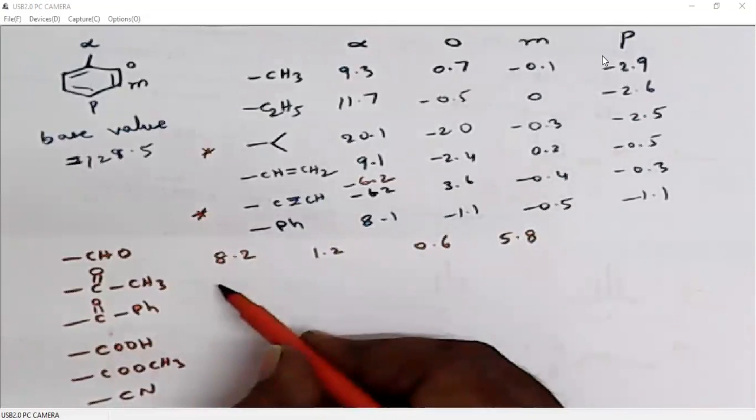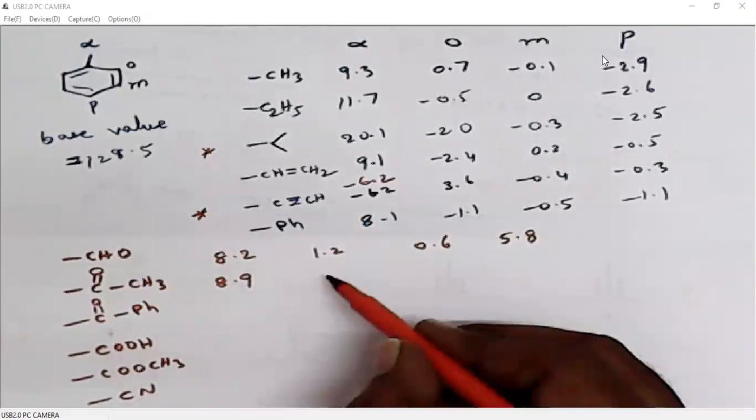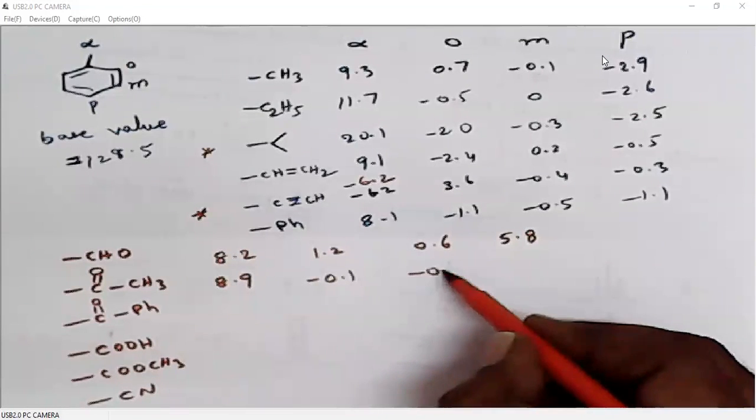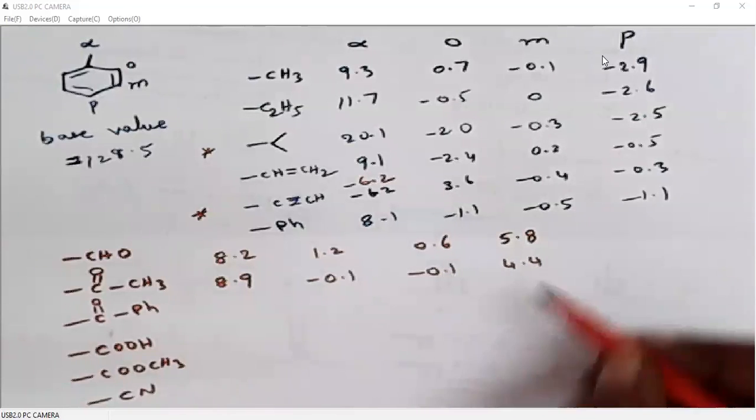Similarly, for methyl ketone, we need to add 8.9 when it is at alpha position. We need to subtract 0.1 when it is at ortho position. Similarly, for meta also, and we need to add 4.4 if it is at para position.